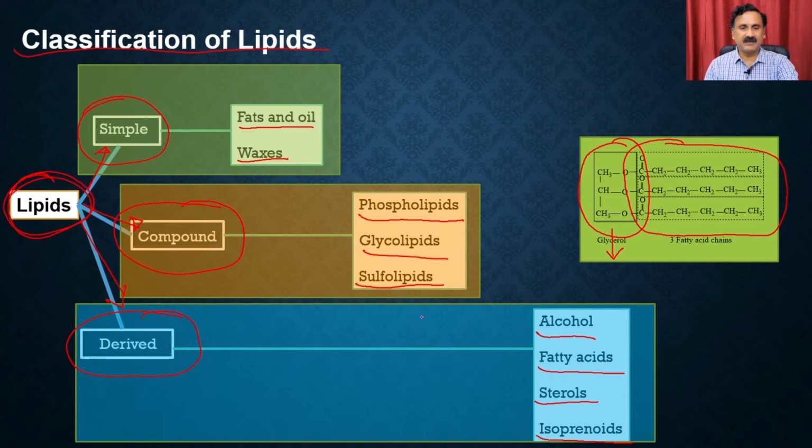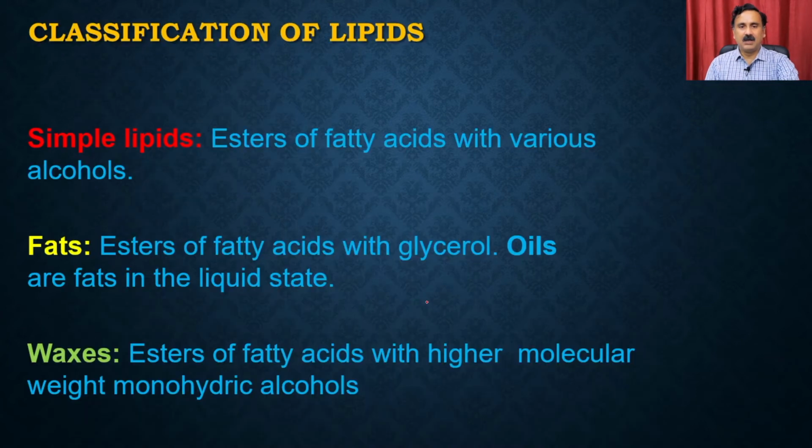So let's first understand the simple lipids. Simple lipids are esters of fatty acids with various alcohols. You have two examples: one is fat, and the other is waxes.